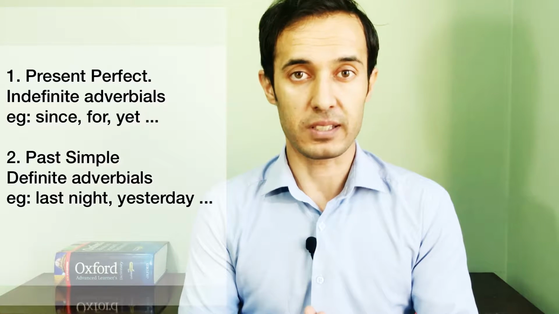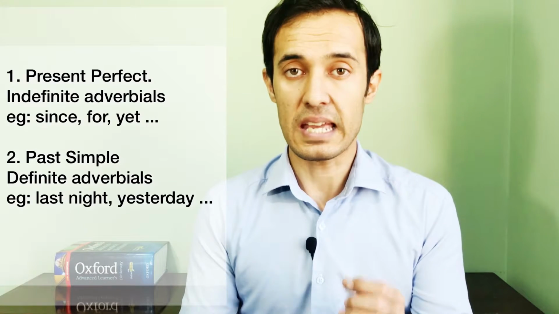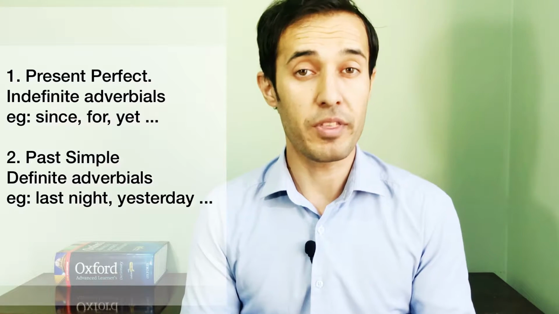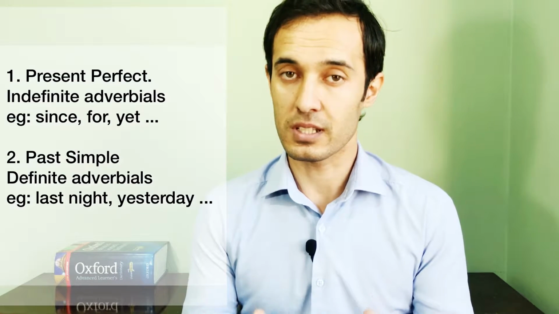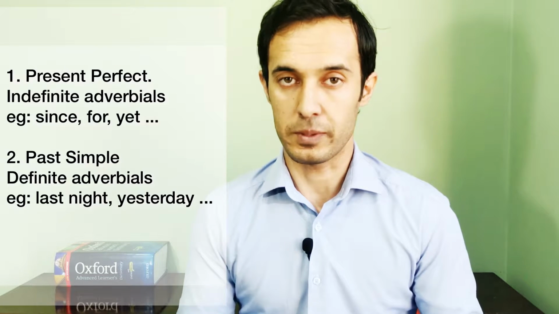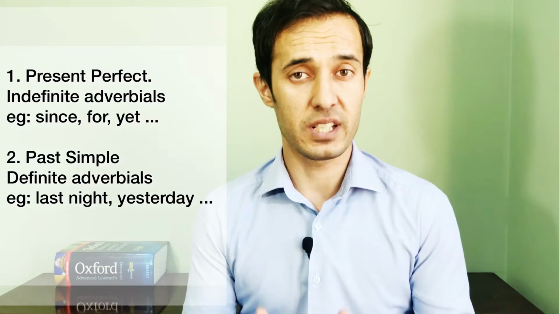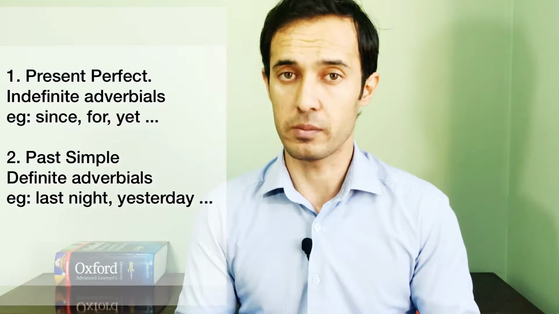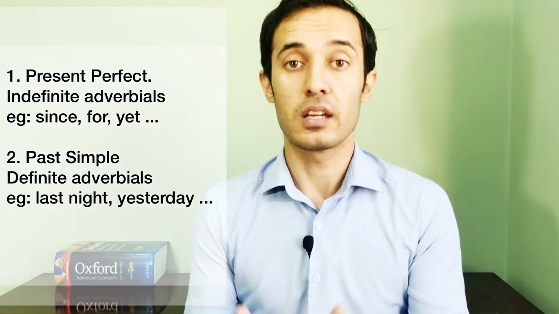With the present perfect, we use indefinite adverbials, and with the past simple, we use definite adverbials. Examples: I have done it for a long time. The same sentence with past simple. I did it yesterday. You see, for a long time is an indefinite adverbial, but yesterday is a definite adverbial.